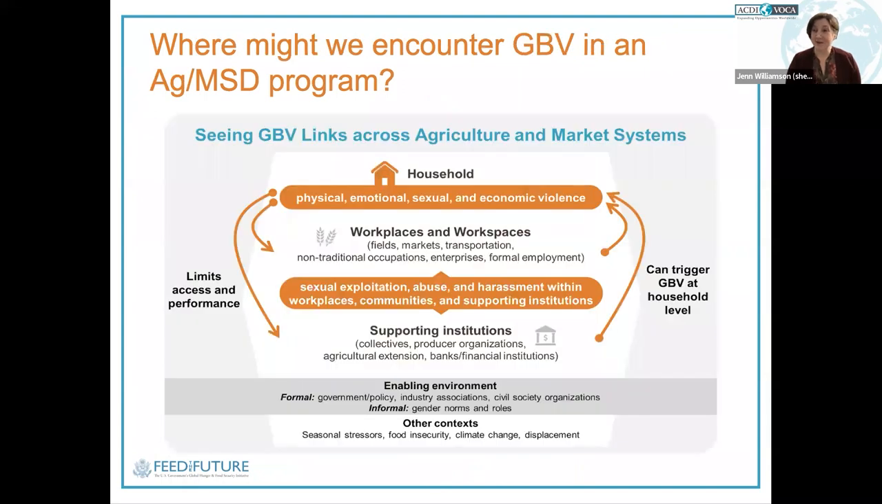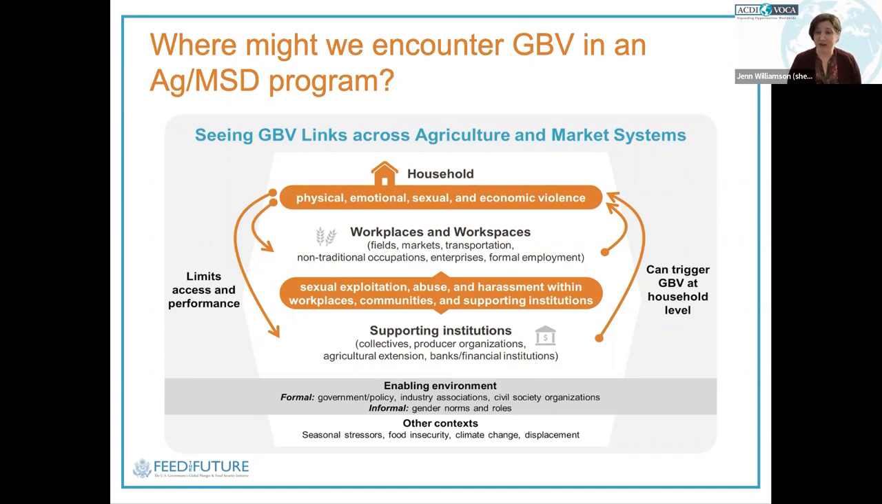So Liz is going to go over this in a bit more detail. This is an example from the GBV toolkit. But one of the things we want to emphasize is that this is a relevant issue not only in the household. Oftentimes when we are talking about gender-based violence, people think about this as a household issue. But we really want people to expand their thinking and note not only that violence can occur in workplaces and workspaces of many different types, but there's a role that supporting institutions play. Violence can occur there, but it can also be perpetuated, or those institutions have a role to prevent gender-based violence.